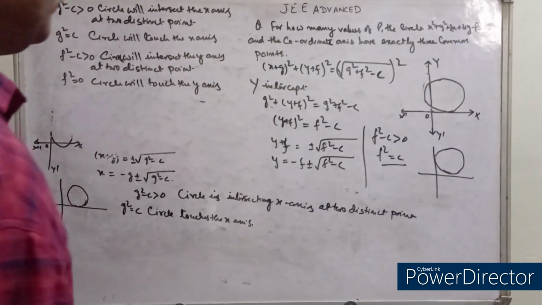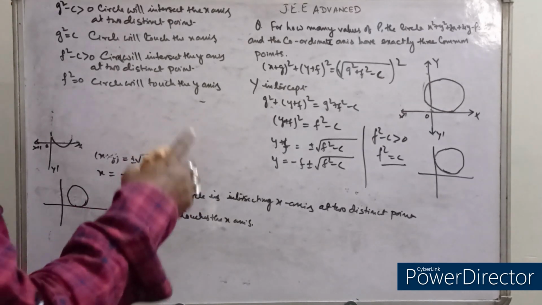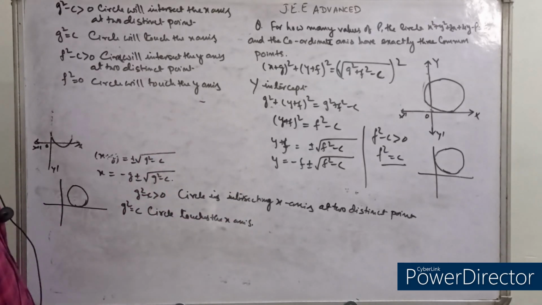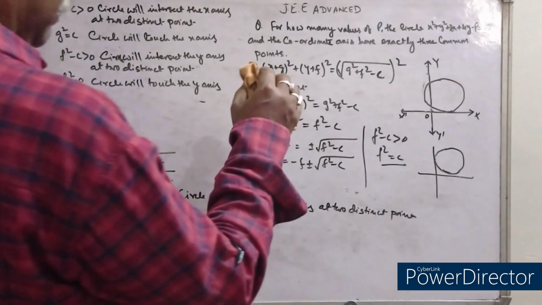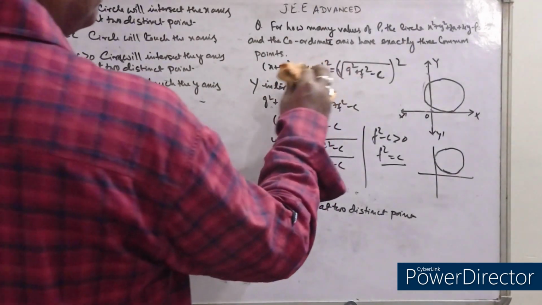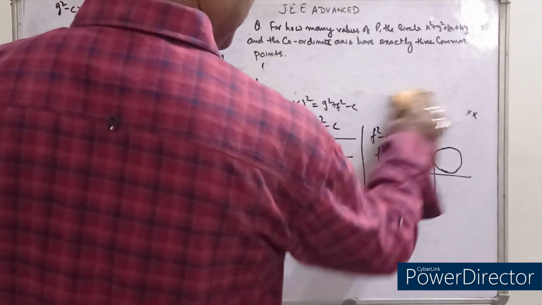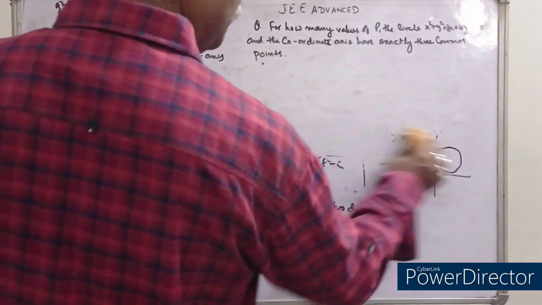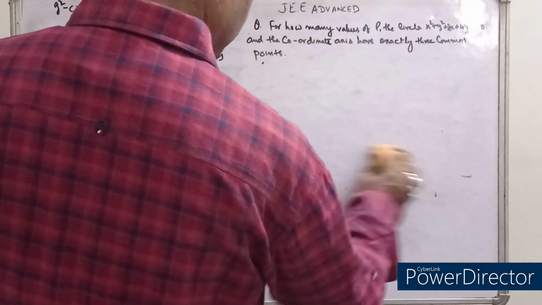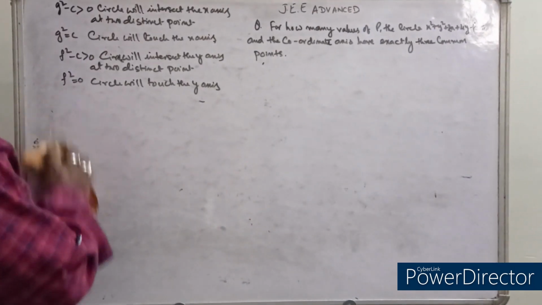So now, because this is the theory I have to explain here, because in CBSE you are not acquainted with the general equation of a circle, I have to give the theory first of all, then only I can explain the question here. So these are the four conditions we have got from the general equation of a circle.